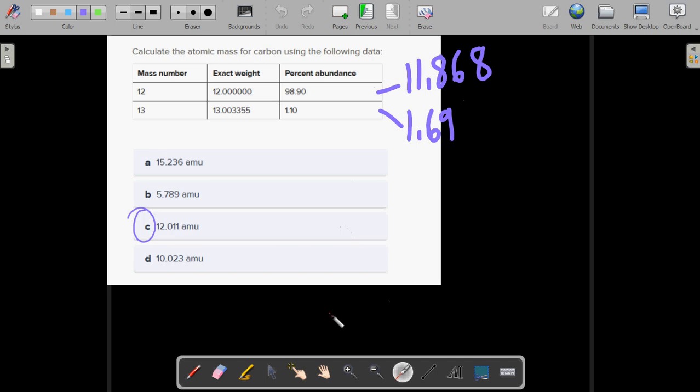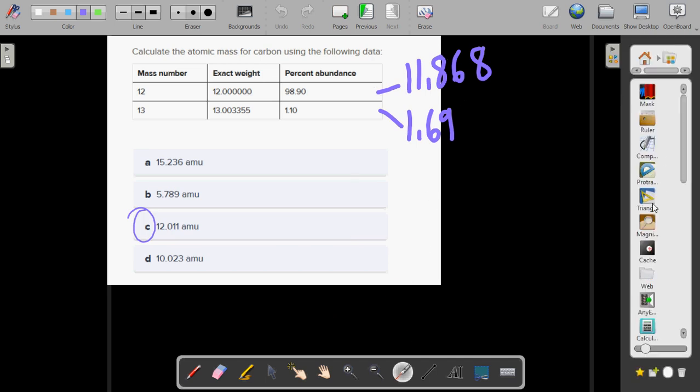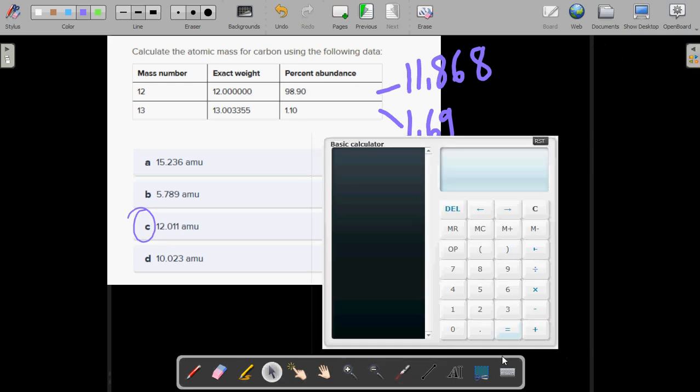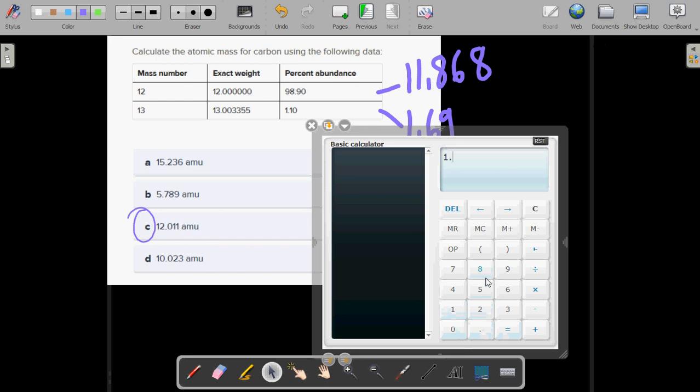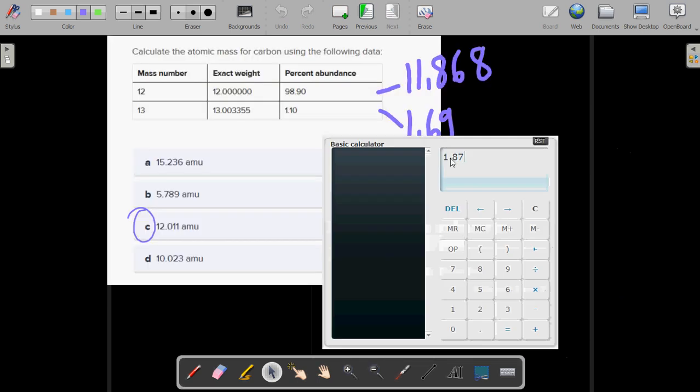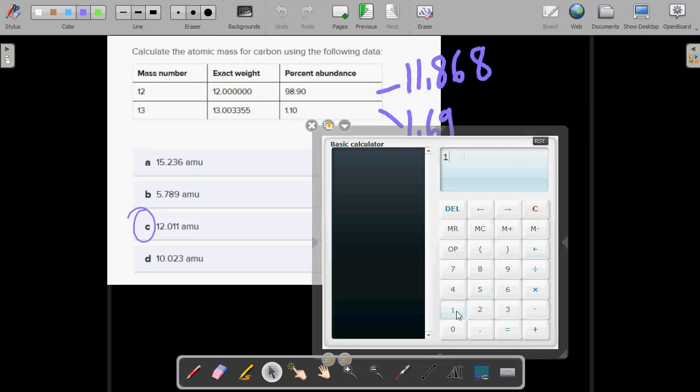All right, so that is that. Let's see here. I'm going to pull out the old calculator here. So if I have 11.87, back that up. Oops. All right, 11.87 plus 1.69. It's going to give me 1356, which is not correct. I'm confused.